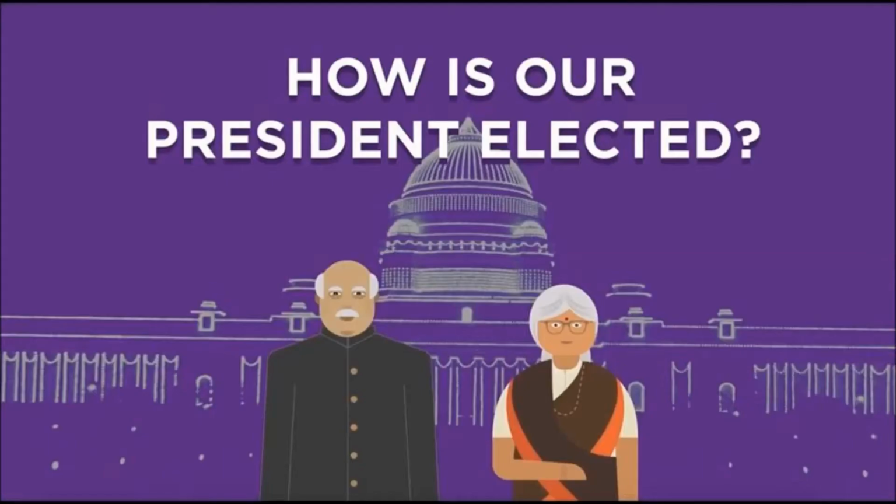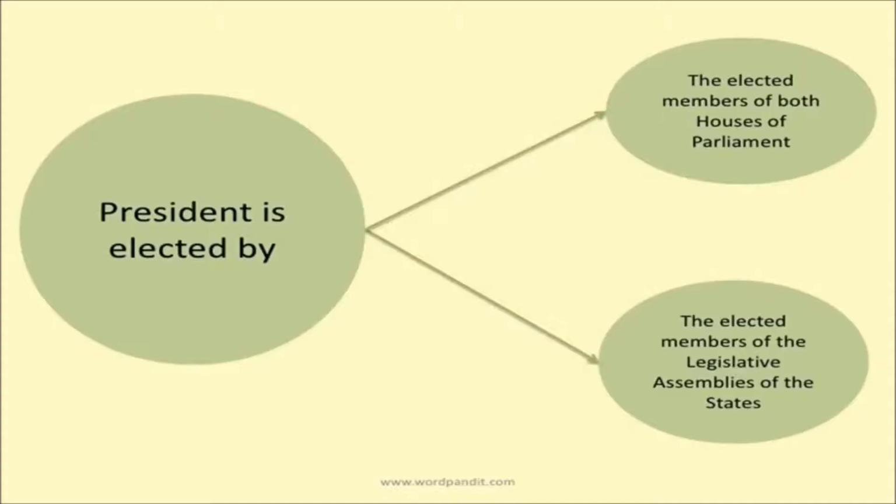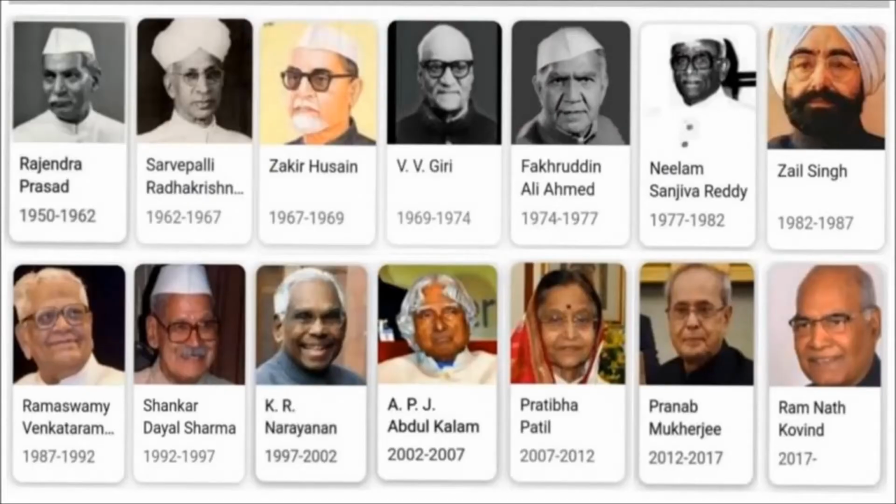Election of the President. Articles 54 and 55 of the Constitution describe the election process of the President. The President is elected by an electoral college of elected members of both houses of Parliament and all elected members of the legislative assemblies of all the states. The Supreme Court judges and administrators do not vote. The President is elected for an office term of 5 years and is eligible for re-election. Whenever the President goes against the Constitution, he can be removed from office by the Parliament through a motion of impeachment.